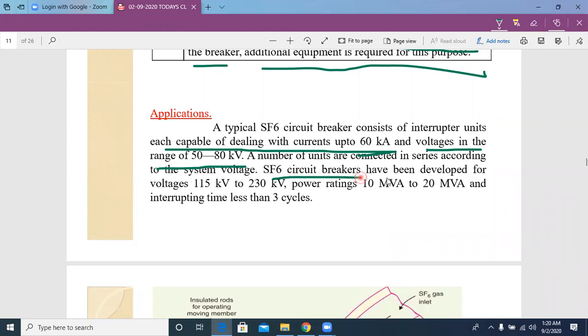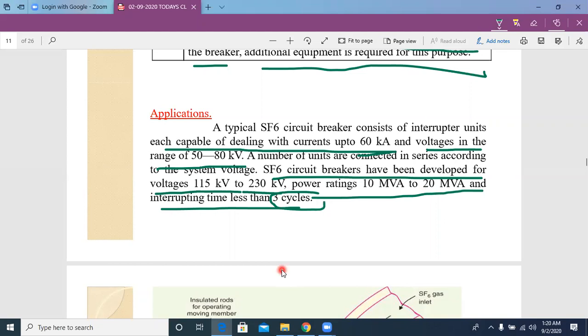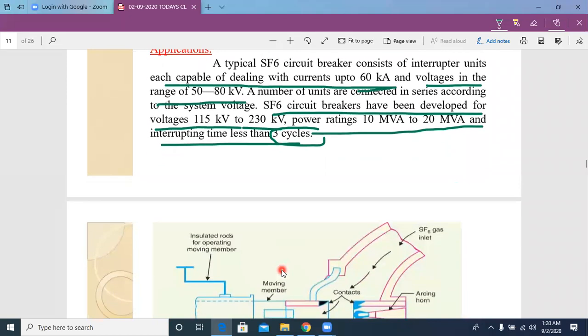So SF6 circuit breakers have been developed for voltages up to 150 kV to 230 kV, with a power rating of 10 MVA to 20 MVA, and interrupting time of less than 3 cycles. Here is the advantage of the SF6 circuit breaker: the operating time is only 3 cycles. Within 3 cycles, the arc is automatically extinguished. So here let's see the diagram.